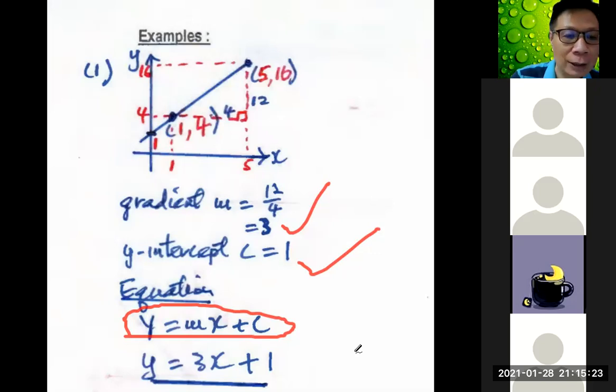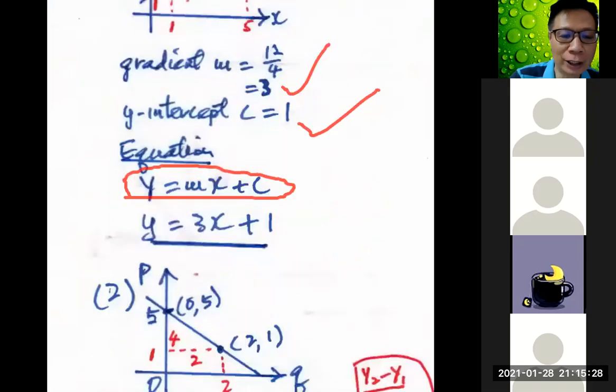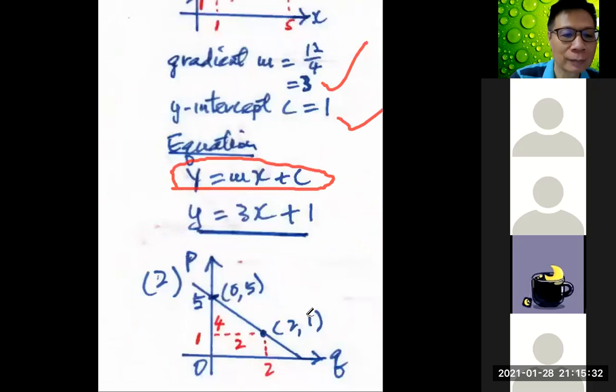Yeah, finish. All right, next, I give you a question I want you to do now. Okay, now you look at this. The question is here. I want you to follow the previous example, find the gradient, find the y-intercept, find the equation. Okay, do it now. I give you a few minutes to do. Graph is here. Okay, copy down the graph and then do the same thing. Find gradient, find y-intercept, find equation. Okay, do now.